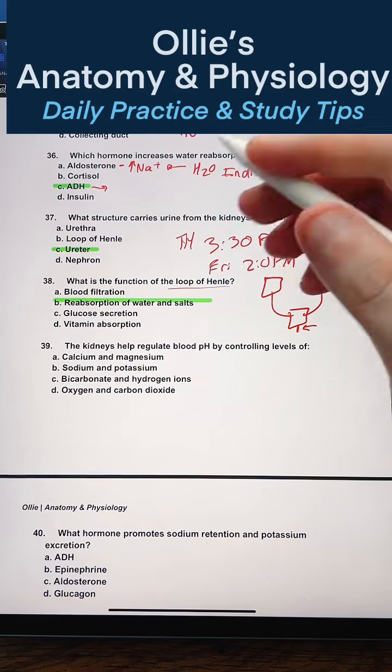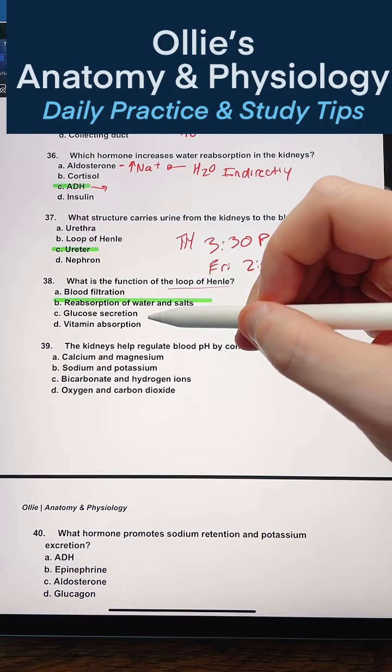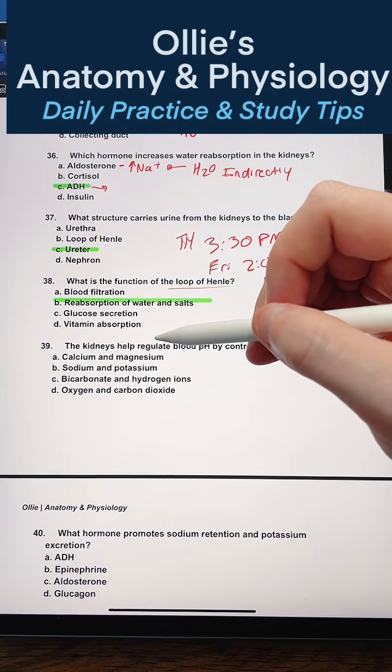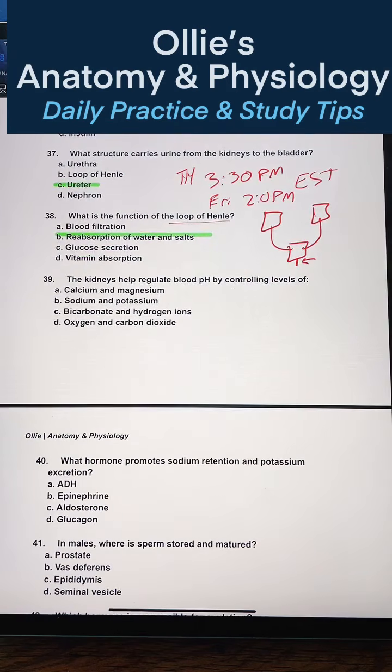Again, blood filtration occurs in the glomerulus. Glucose secretion: glucose is reabsorbed, not secreted. Vitamin absorption is done mainly in the small intestine. Number 39, the kidneys help regulate blood pH by controlling levels of what? A, B, C, or D?